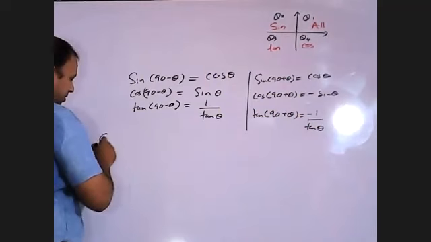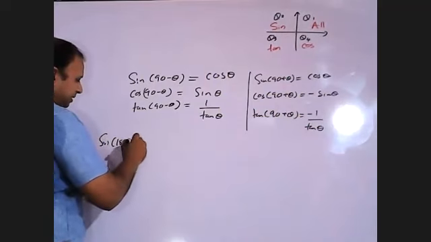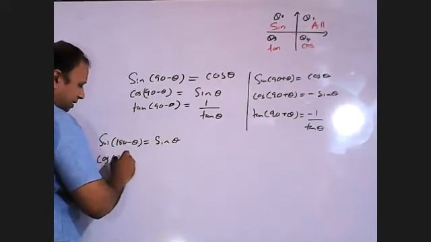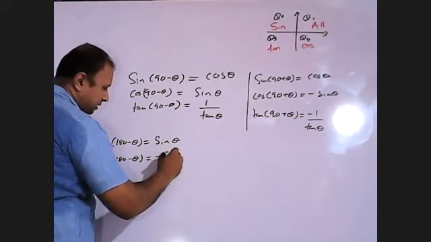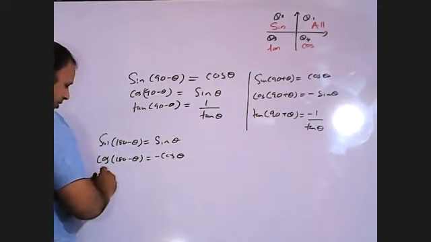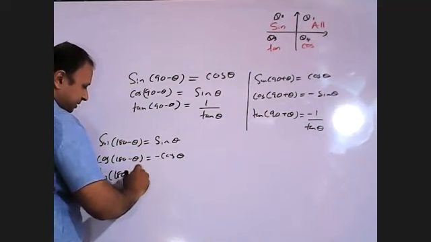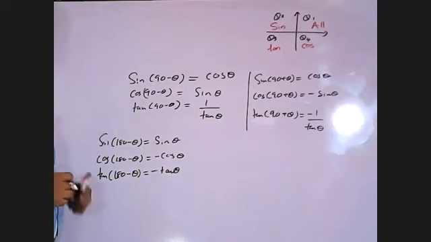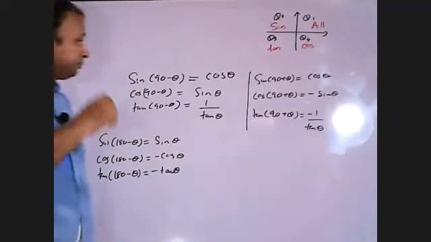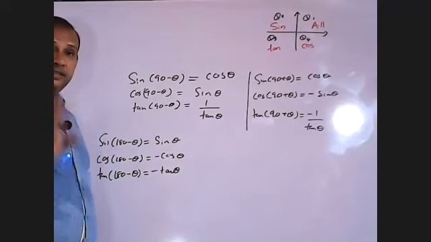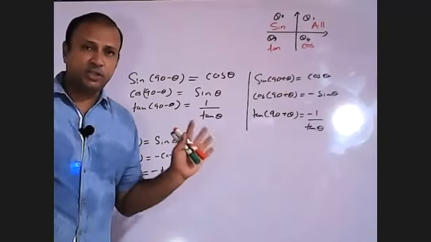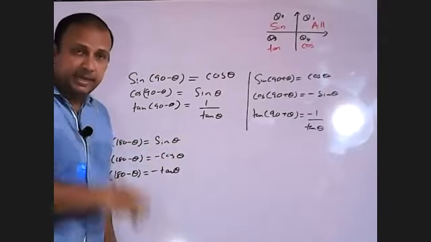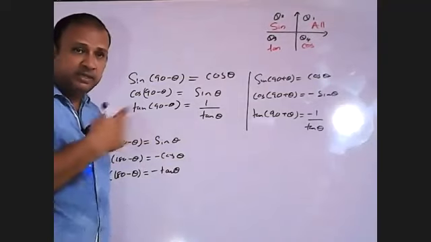Then sin 180 minus theta is equal to sin theta. Cos 180 minus theta is equal to minus cos theta. Tan 180 minus theta is equal to minus tan theta. Look at this relationship. Everyone, I need your attention. Please look at the board. This is a small shortcut to remember these relationships.